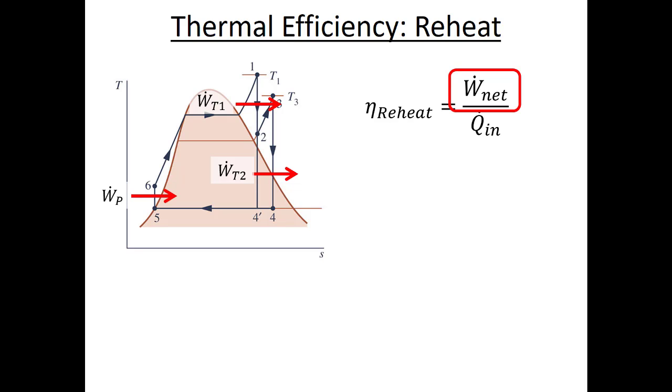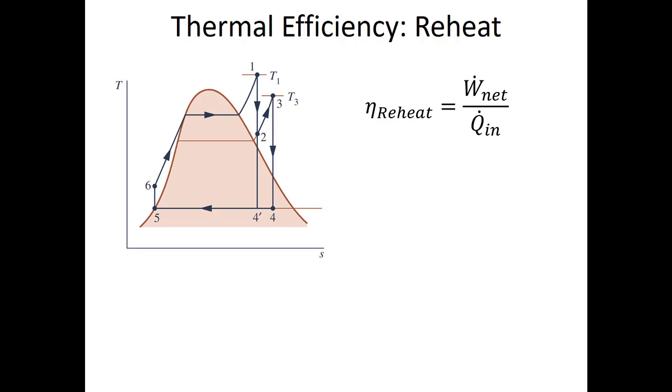So before, my net work was going to be the turbine power, which is positive, plus the pump power. But now that there's two turbines, it's the power from turbine 1 plus the power from turbine 2 plus the power of the pump. But I know that the power of the pump should be negative if I'm using the first law to derive the equation.